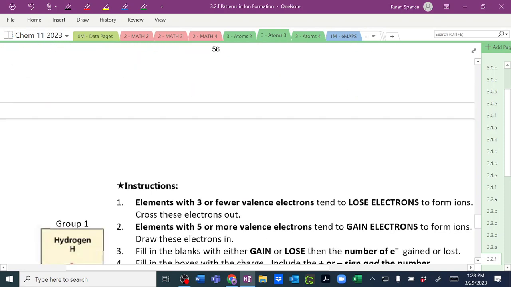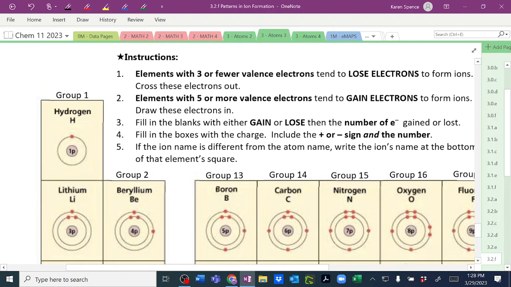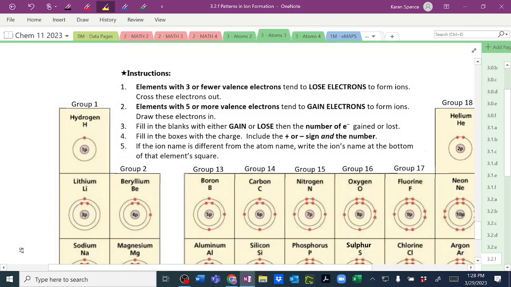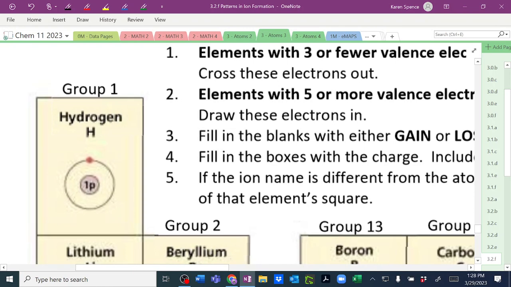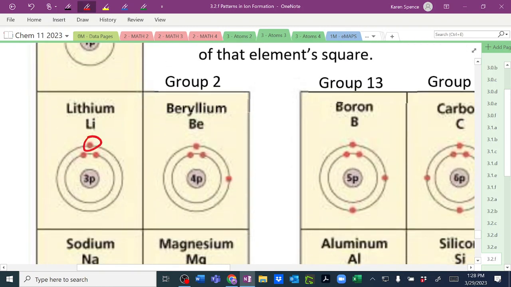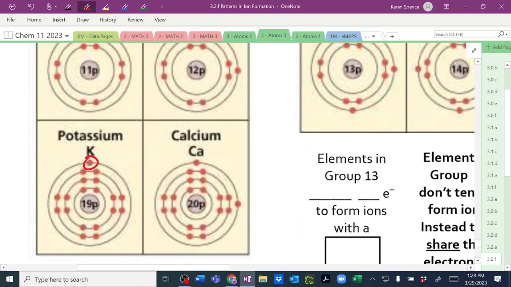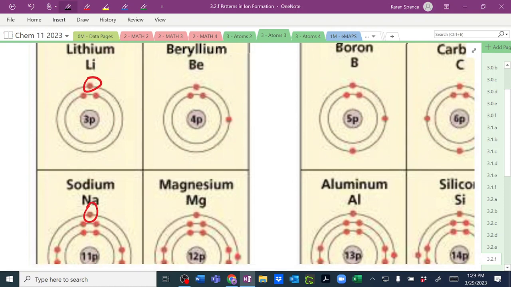Now, before we send you off to do some practice, we're just going to take a quick look here. All right. Group number 1 is column number 1. What do you notice about the valence shell of everything in group number 1? We have 1 valence electron. So when group 1 becomes an ion, what does every single atom in group 1 do? They all lose 1 electron.